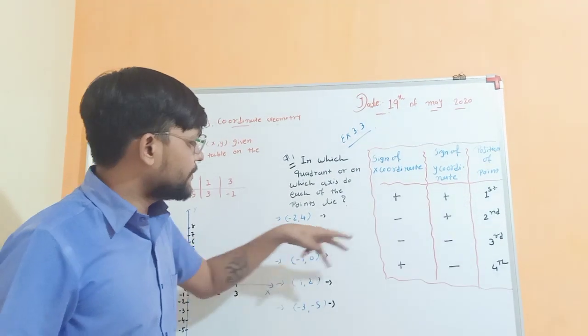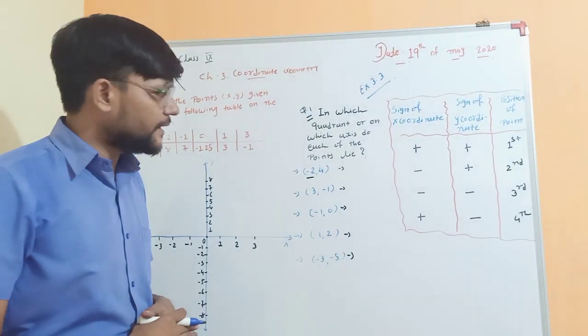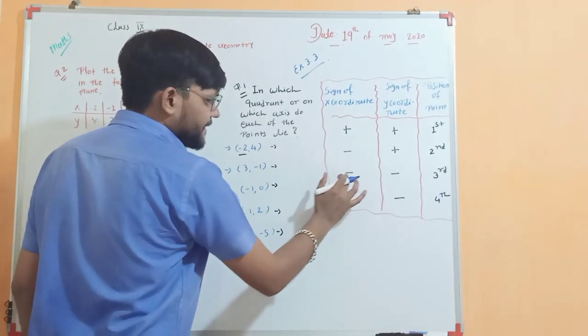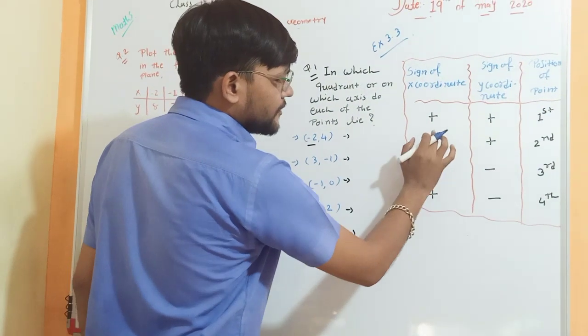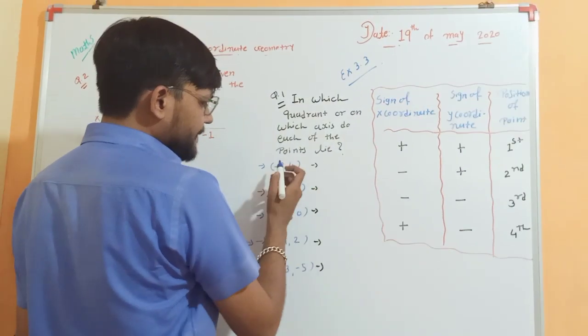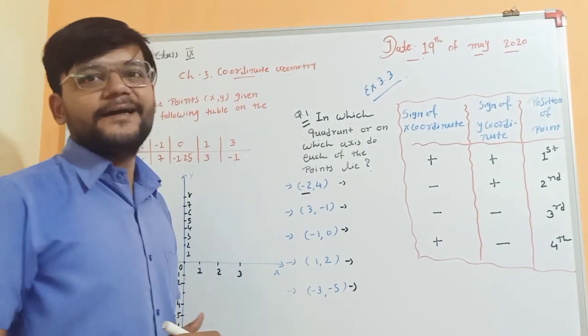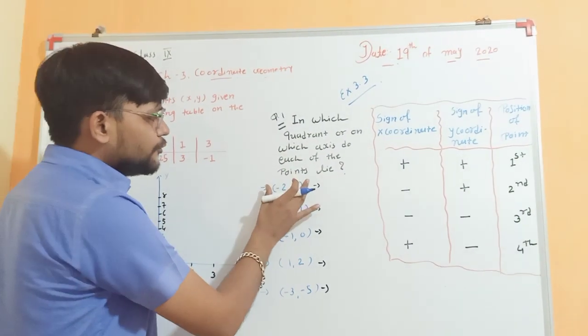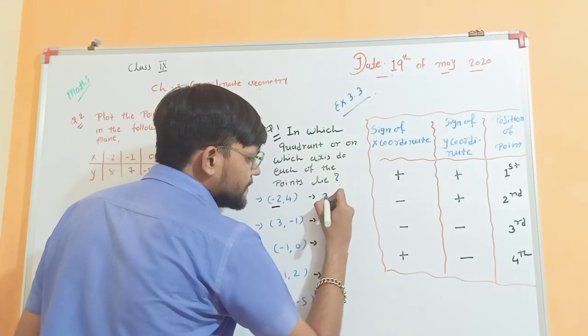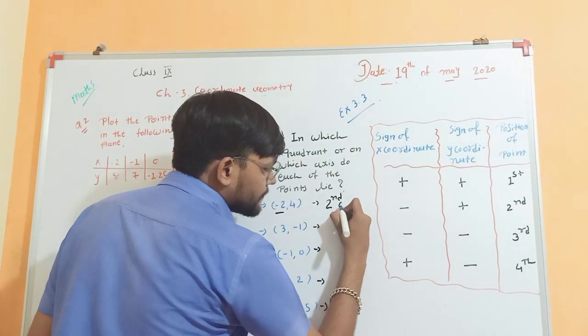That's why you can answer it in a very easy way. So, if your x coordinate is negative and y coordinate is positive, right? X negative, y positive. So, it should lie in the second quadrant. That means the position of this point is the second quadrant.